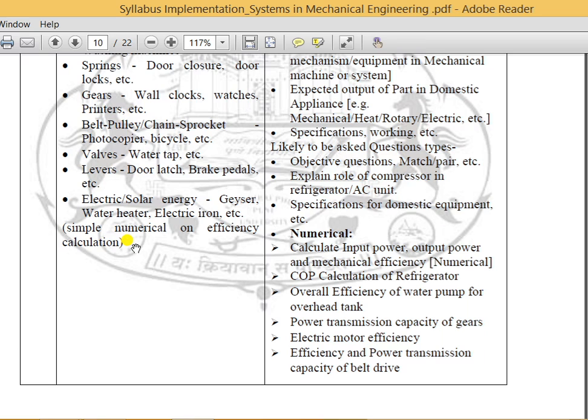Simple numericals on efficiency calculations. Now these numericals are based on calculating input power, output power, and mechanical efficiency. A simple numerical will be based on certain simple inputs which are available. COP calculation of a refrigerator, overall efficiency of a water pump for an overhead tank, power transmission capacity of gears, electric motor efficiency, and efficiency and power transmission capacity of a belt drive. A very small example of 2 to 3 marks will be asked only on this particular topic.